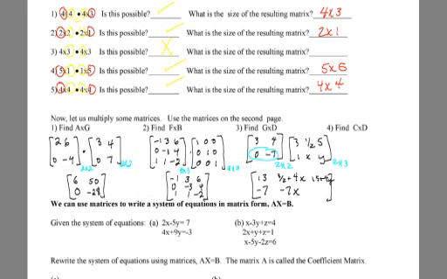Then finally, 0, negative 7 times our very last column, 5y. 0 times 5 is 0. Negative 7 times y is a negative 7y. So I have 0 minus 7y, which is a negative 7y.